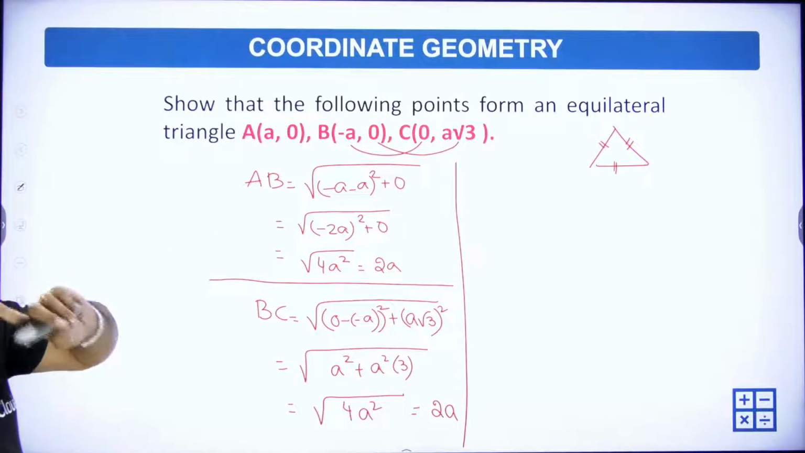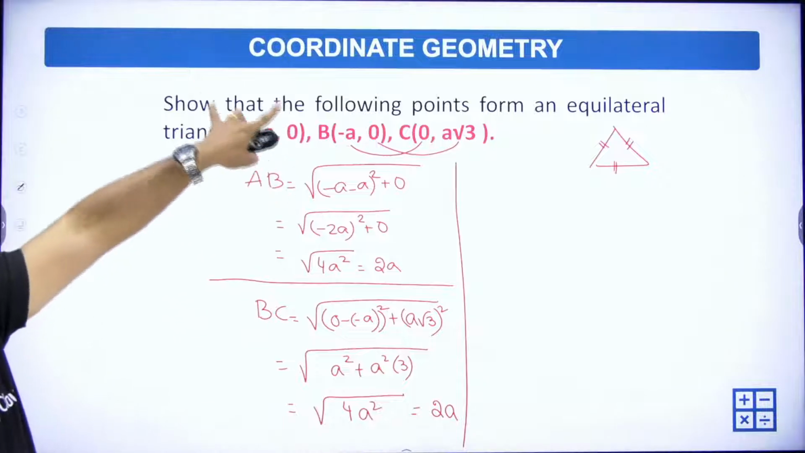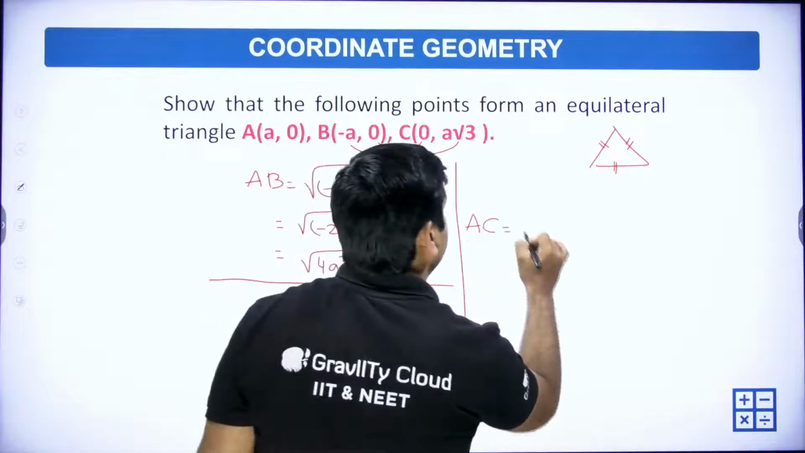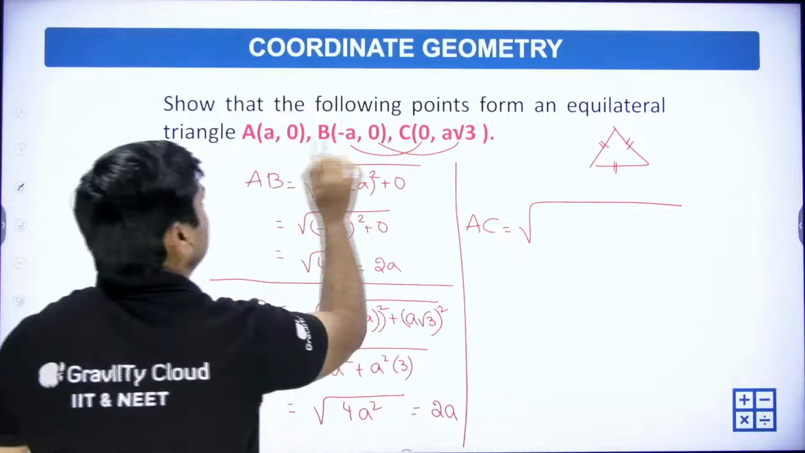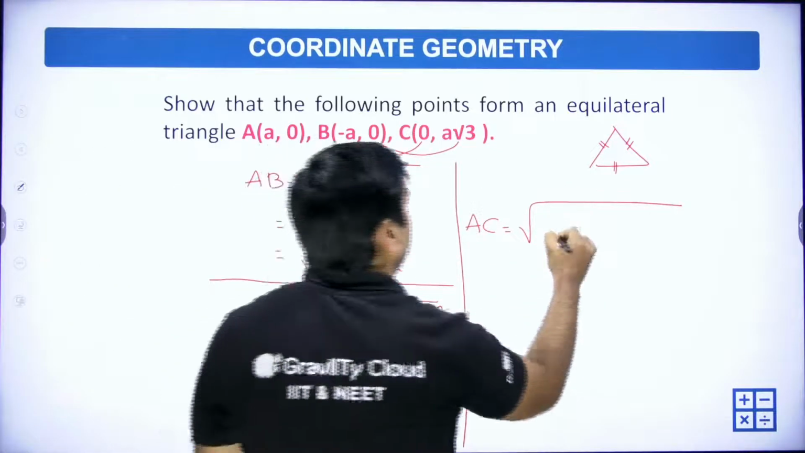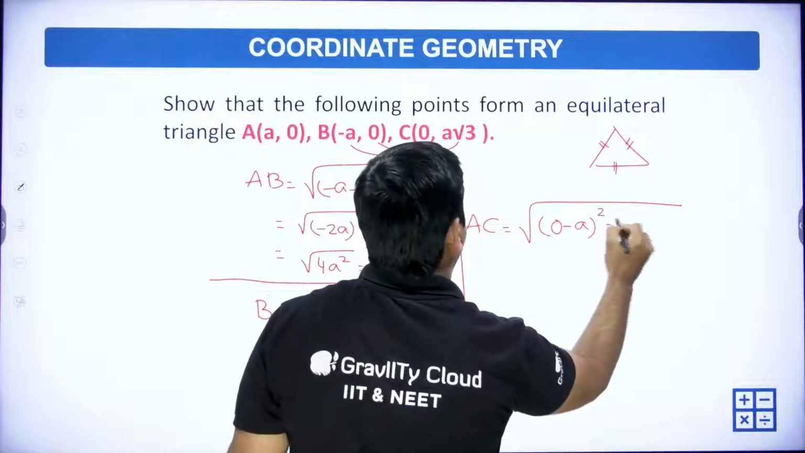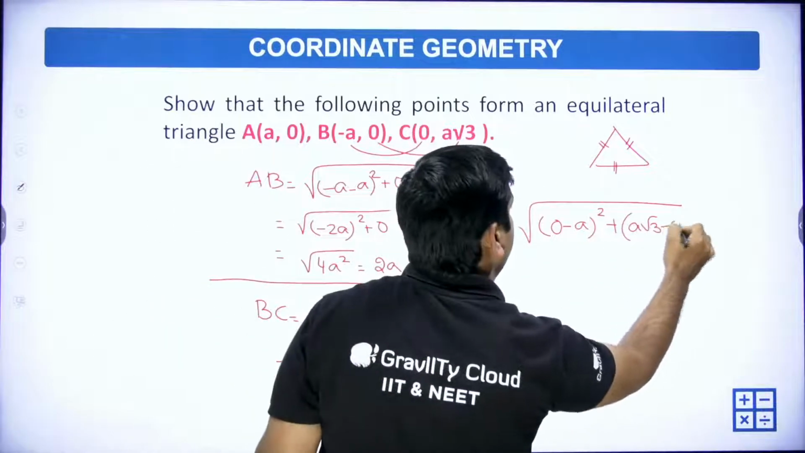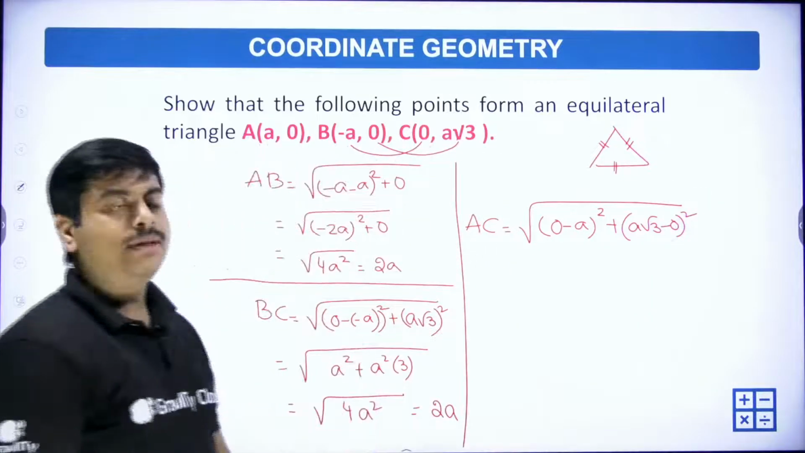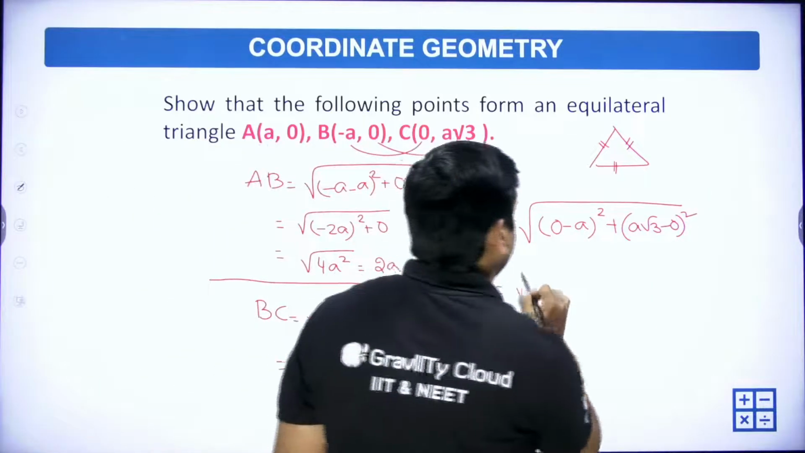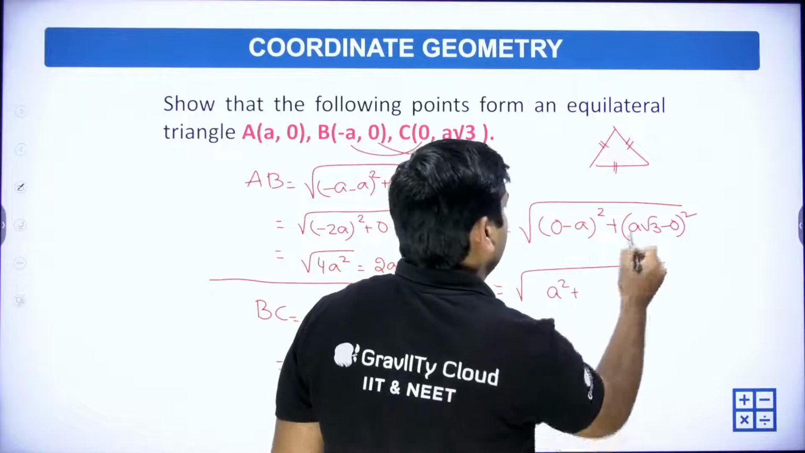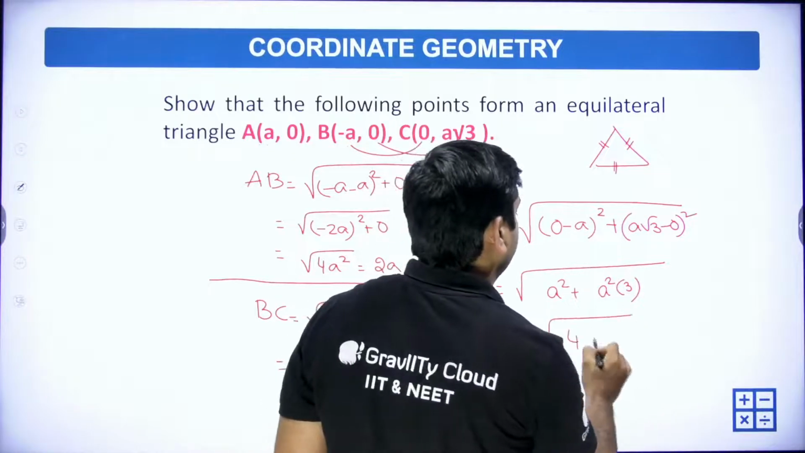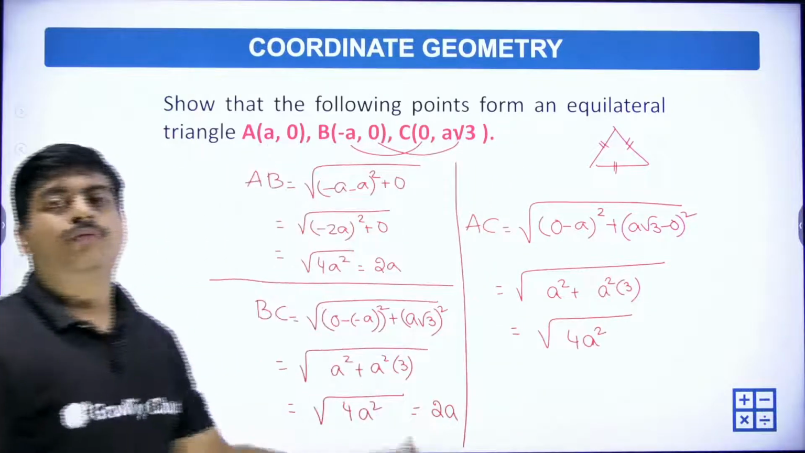So now let's move on to the next one. AB, BC are done. Let's move to AC. So AC is equal to root of (0 minus A) whole square, plus (A root 3 minus 0) whole square. So that will give you root A square plus A square into 3 plus A square into 3. That becomes root over 4A square. So again root 4A square is 2A.